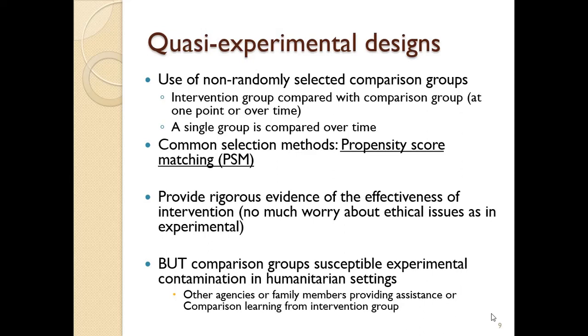So they provide rigorous evidence of the effectiveness of the intervention. Of course, there's not as much to worry about ethical issues as in experimental designs. But comparison groups are susceptible to contamination, whereby, for instance, some other agencies are doing the same intervention, or those benefiting from the intervention are extending the assistance to those who did not receive it, or the comparison group is learning from the intervention group. For instance, if you are empowering refugees or communities recovering from a disaster with skills like farming, the comparison group can always come and learn from them. Therefore, when it comes to the actual evaluation, you might get information that is not clear because of such contamination.